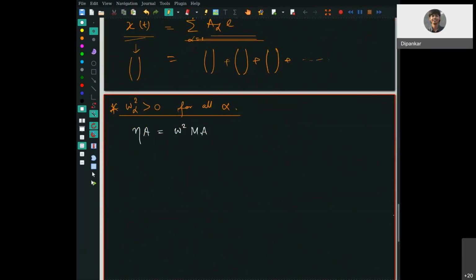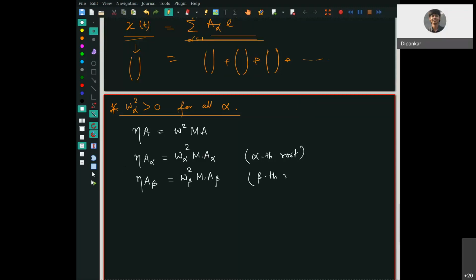And for the alpha-th root, you can write down that eta times A alpha equals omega alpha squared times M times A alpha. This is for my alpha-th root. And for the beta-th root, you can write eta times A beta equals omega beta squared times M A beta. So this is my beta-th root.